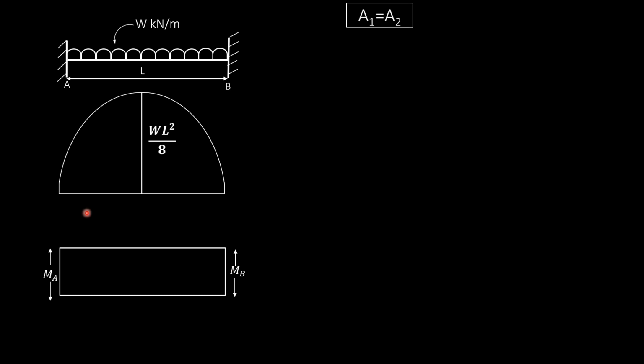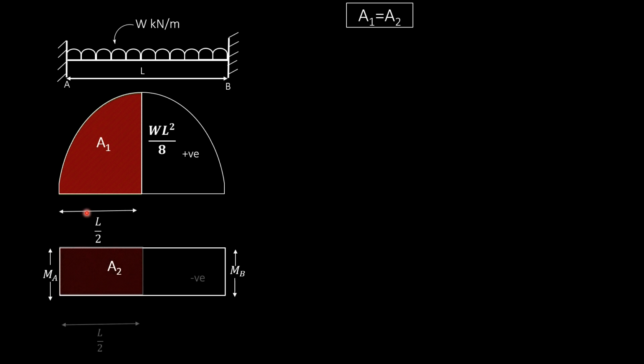Now you have to equate both the areas A1 and A2. What are A1 and A2? Here I am considering A1 as the area of the parabola and A2 as the area of the rectangle. Why am I considering only these portions? Because since the loading is symmetric, I can consider only the portion of parabola and rectangle.